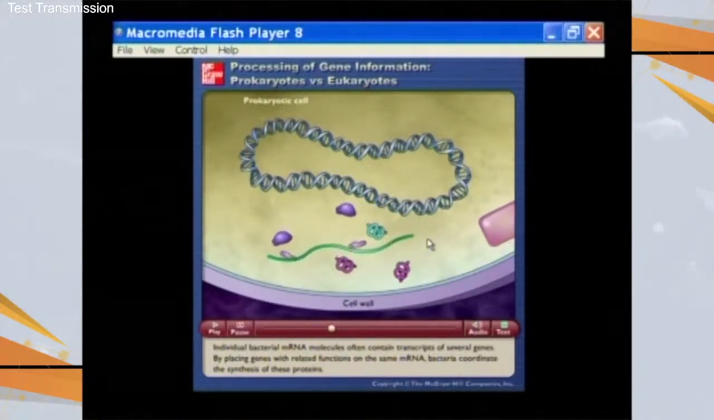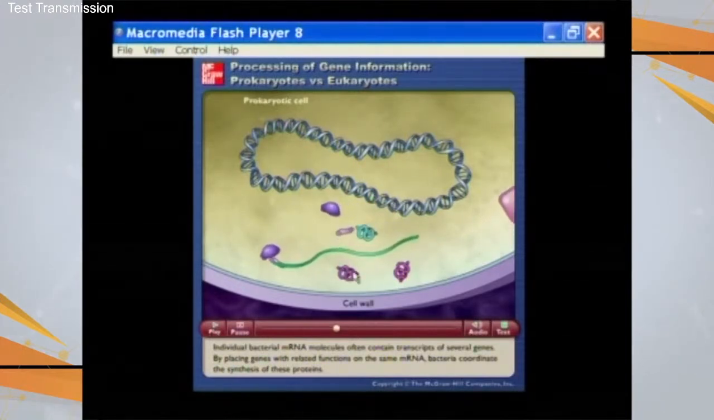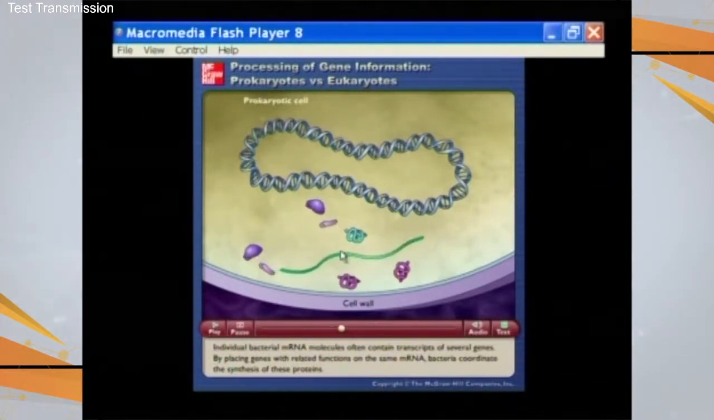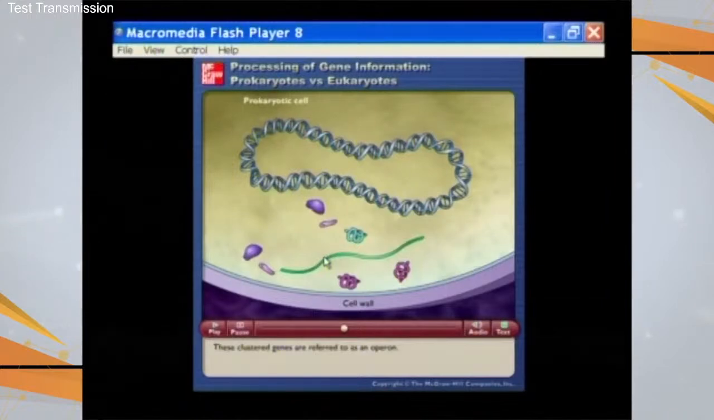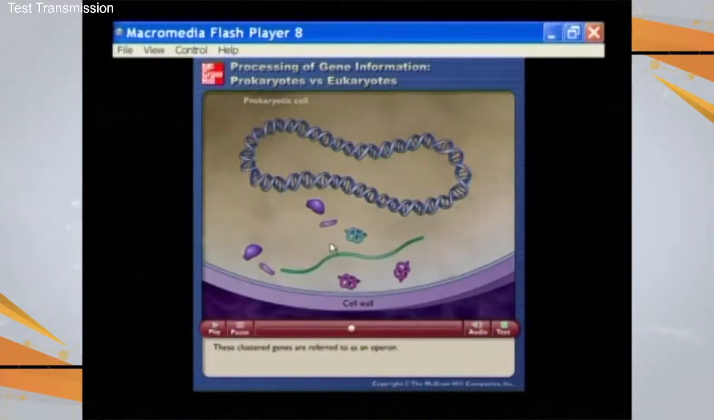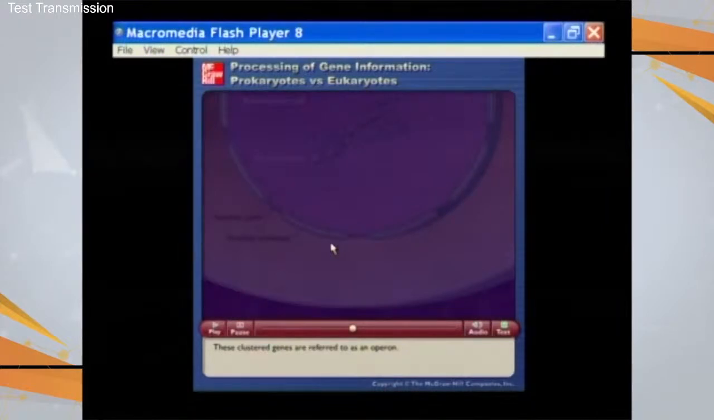In prokaryotes, a group of genes which are expressed at the same time by the same regulator is called an operon, and this operon is basically the unit in the case of prokaryotes.